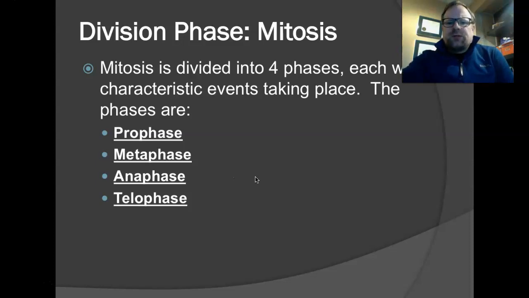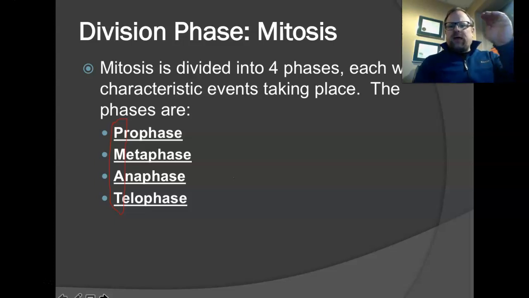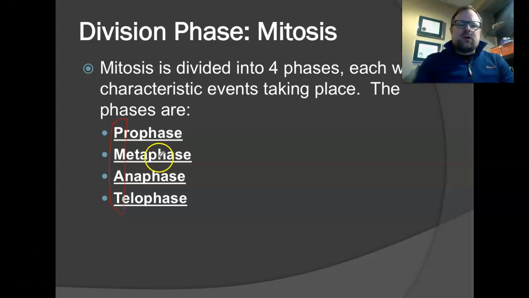We can divide mitosis into 4 phases, each with characteristic things taking place. And the 4 phases that I want you guys to know are prophase, metaphase, anaphase, and telophase. I like to remember it as PMAT. Okay. When you guys get into university or college biology, you may end up learning PPMAT, where they would go prophase, prometaphase, metaphase, anaphase, telophase. For now, we're not going there. Just remember PMAT. Okay, and each of these are different phases, and there's something specific going on in each of these phases.